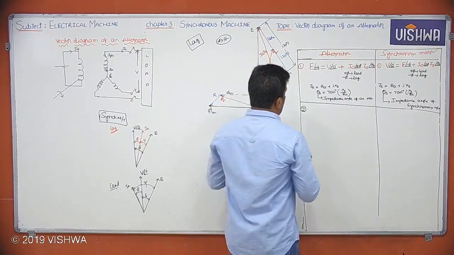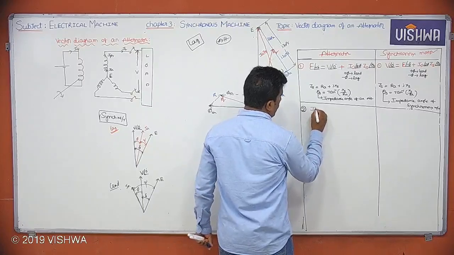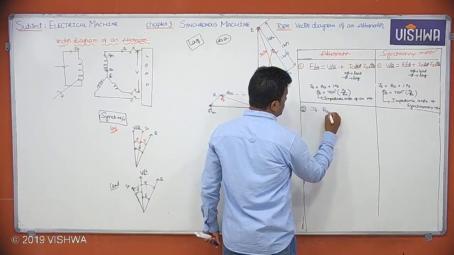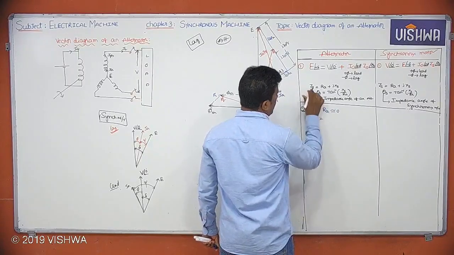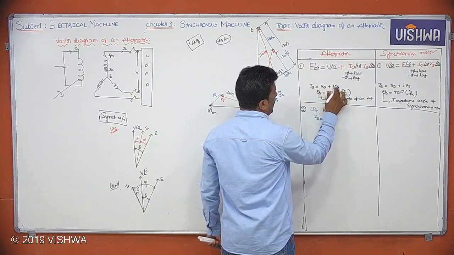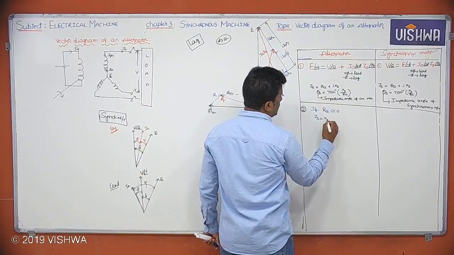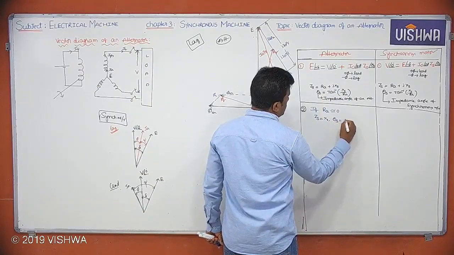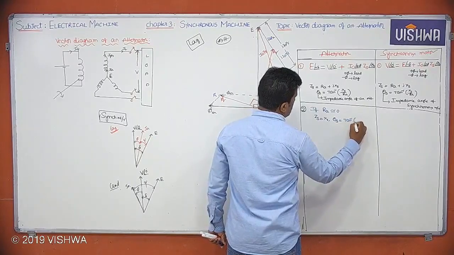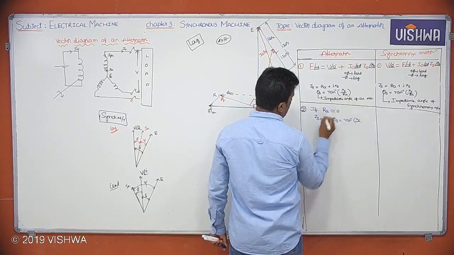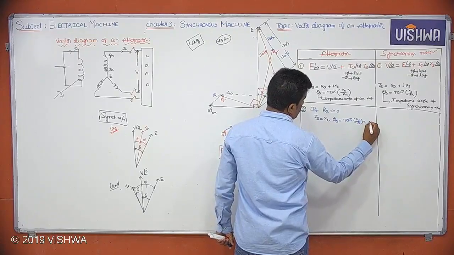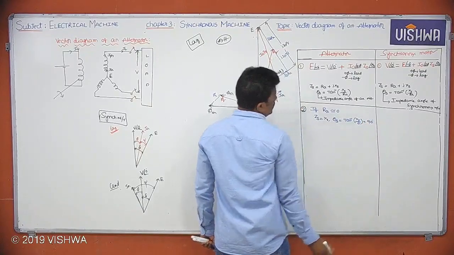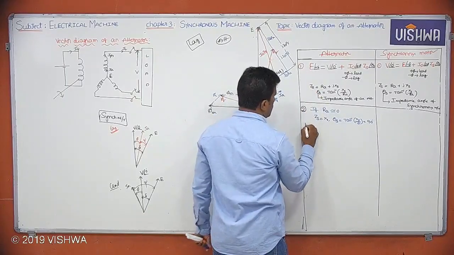See guys, formula number 2. If RA is negligible, in place of ZS, what will we write? In place of ZS, if R is negligible, what is the magnitude? XS. In place of theta, how much? Tan inverse of XS by RA value 0, tan inverse of infinity, how much? 90 degrees.